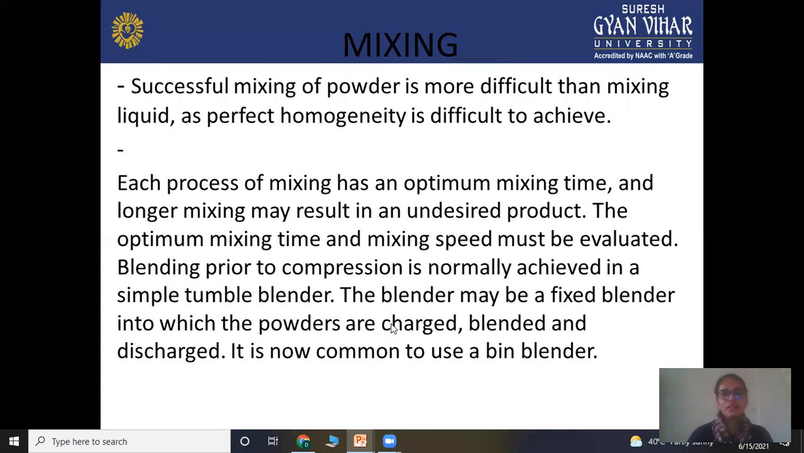Next is mixing. In mixing, successful mixing of powders is more difficult than mixing of liquids, and perfect homogeneity is difficult to achieve. It means that when you mix two powders, it is difficult compared to mixing two solutions, and it is difficult to form a homogeneous mixture of two solid compounds. So you can say that it is difficult compared to liquid mixing, and it is difficult to maintain the homogeneity of a uniform mixture after mixing.